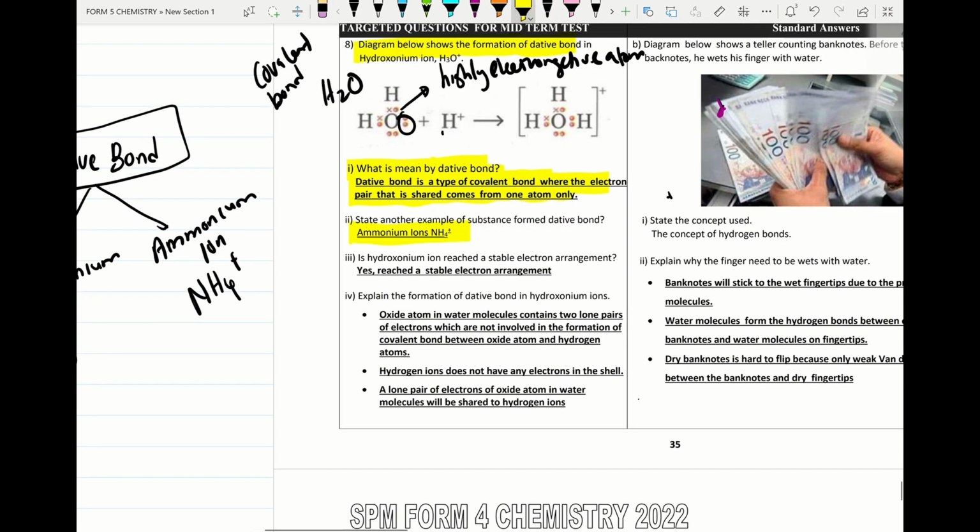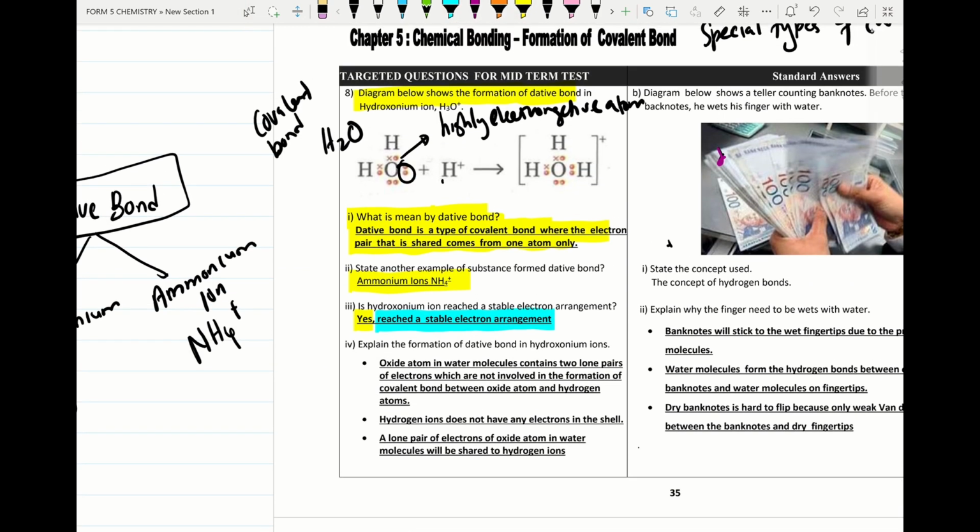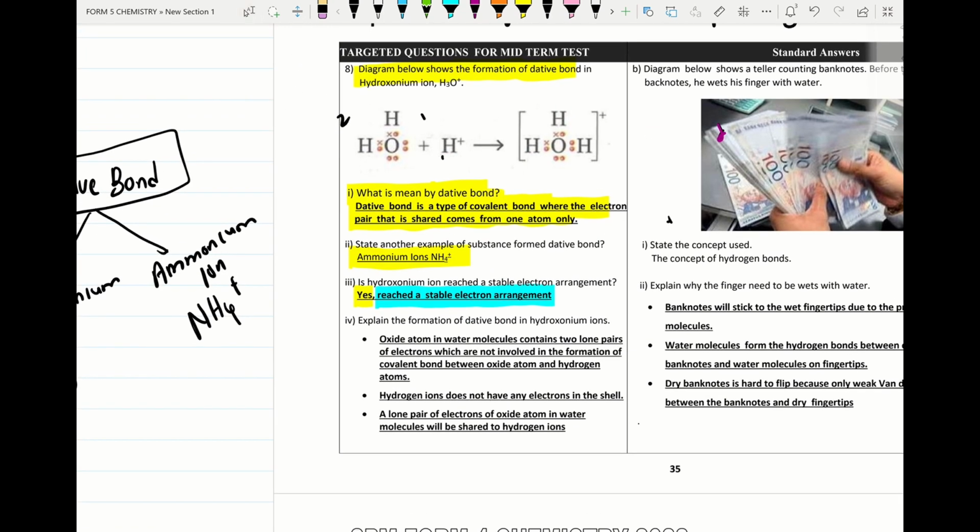All right, so the next question is, does the hydroxonium ion reach a stable electron arrangement or not? The answer is yes. Why? Because it reaches stable octet and duplet electron arrangements. Hydrogen achieves a stable duplet electron arrangement, and at the same time, oxygen achieves a stable octet electron arrangement in the formation of the hydroxonium ion.